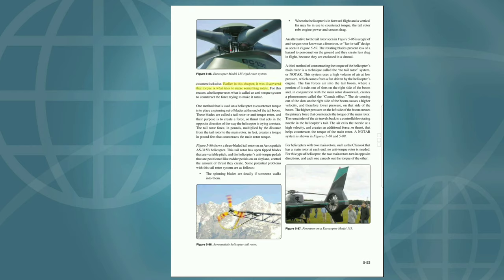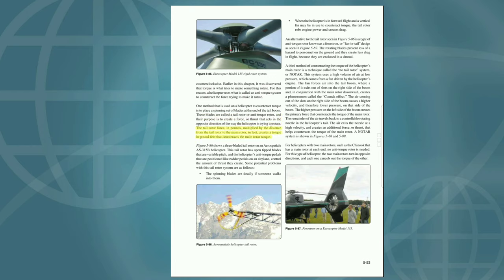Counterclockwise. Earlier in this chapter, it was discovered that torque is what tries to make something rotate. For this reason, a helicopter uses what is called an anti-torque system to counteract the force trying to make it rotate. One method that is used on a helicopter to counteract torque is to place a spinning set of blades at the end of the tail boom. These blades are called a tail rotor or anti-torque rotor, and their purpose is to create a force, or thrust, that acts in the opposite direction of the way the helicopter is trying to rotate.